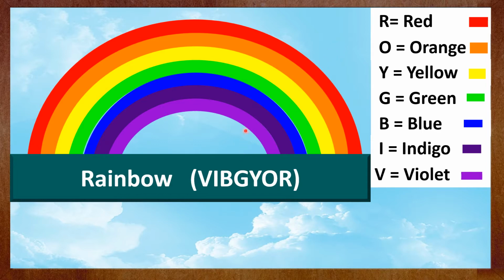So in this, each color of light has a different wavelength. Red color has one wavelength, orange color has one wavelength, isn't it? So yellow color has one wavelength, isn't it? All the colors have different wavelengths.